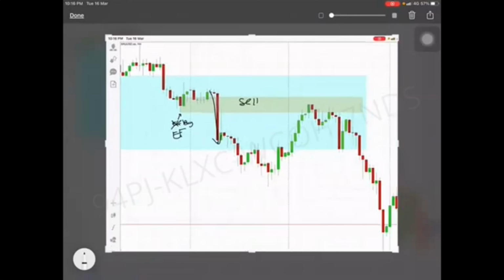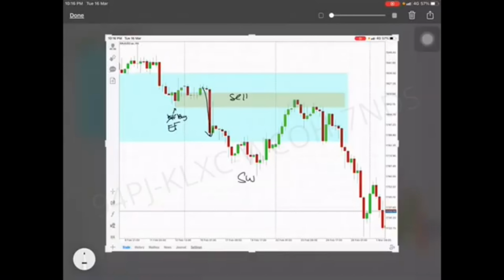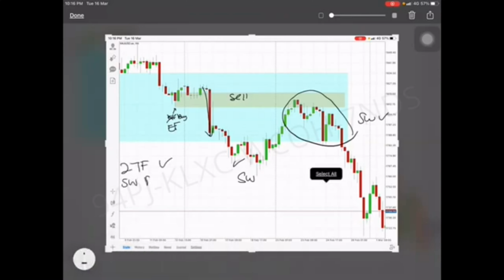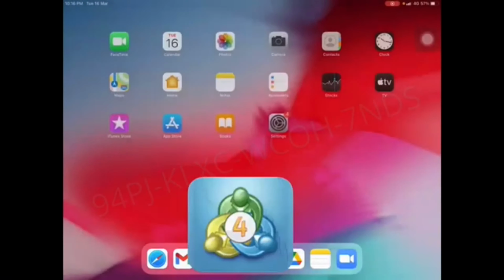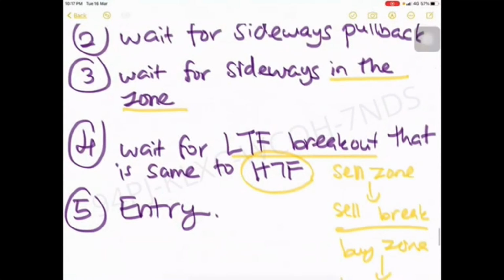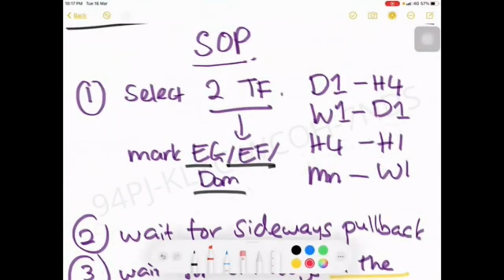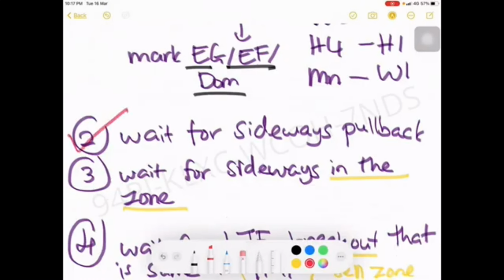Okay, so this is a sideways pullback, and there is a sideways inside of the zone. So now look at this part. You have marked 2, you have used 2 time frames. Sideways pullback, sideways in the zone. Now what are you looking for? The number 4. You found this one, right? Yes. You have also found this one, sideways pullback, and you have sideways in the zone.